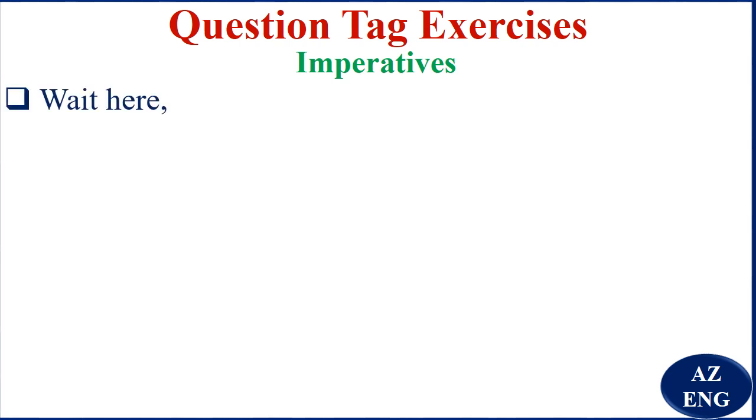So our first example is: wait here, will you? It is not difficult, right? So let's have more examples, and then I will explain something that is related to the imperatives and what we do about it.